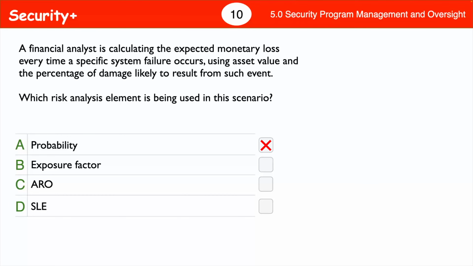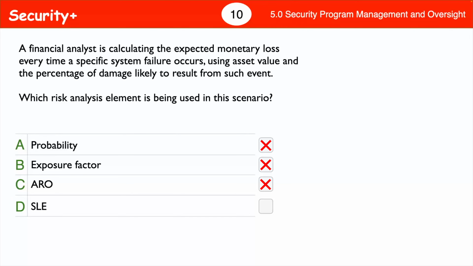Next, we can eliminate C, ARO, which stands for annualized rate of occurrence. This measures how often an event is expected per year, but not the loss per event. All right? And finally, we can eliminate B, exposure factor. Now, exposure factor is a part of the SLE formula, which SLE is the answer, but it only represents the percentage of asset loss, not the full calculation.